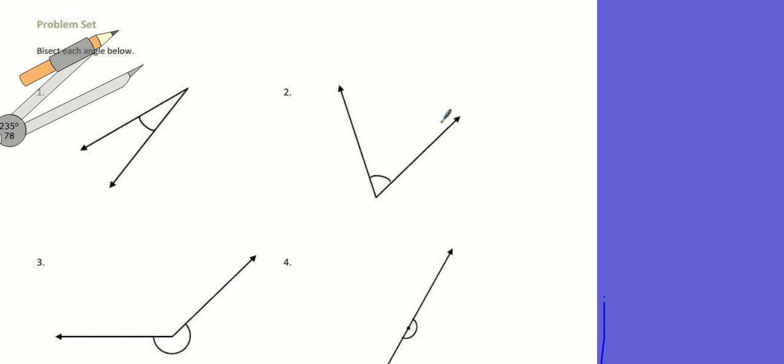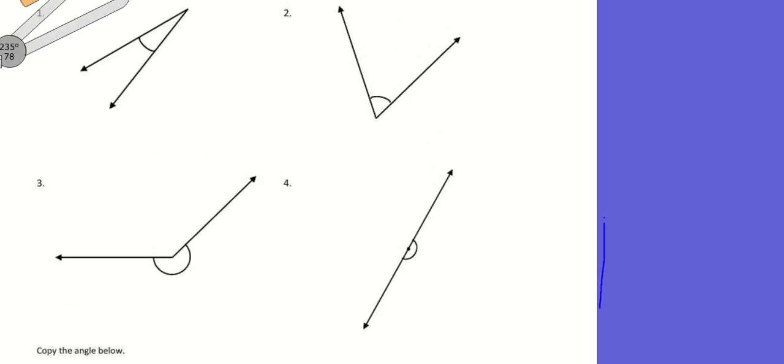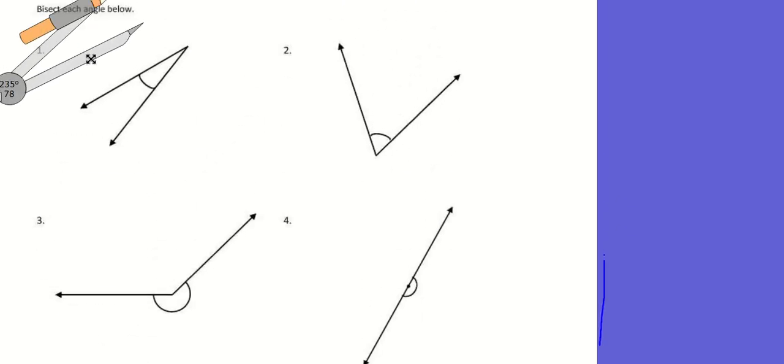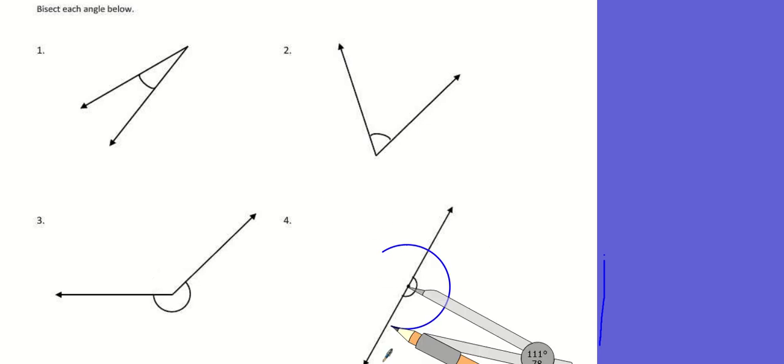Any questions for me? So homework tonight is on page 17. You guys should be able to do the first 4. For number 4, remember, all you're going to do is do your circle first around the vertex. Okay, so circle around the vertex.